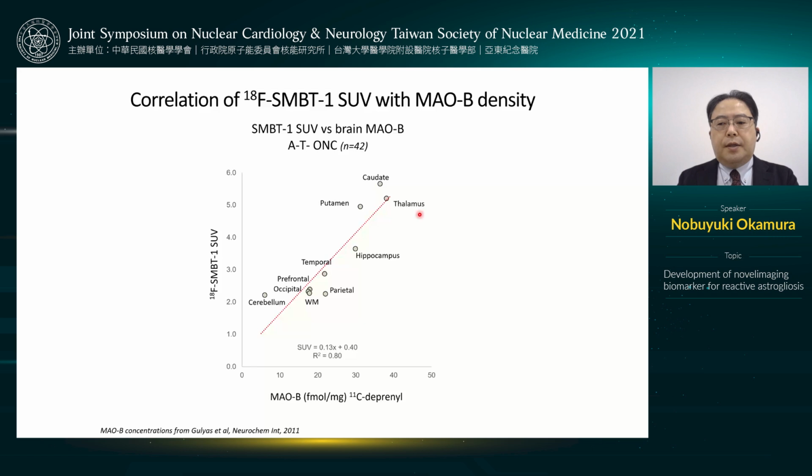We compared the distribution of monoamine oxidase B in the brain and SMBT1 retention in normal control brains. We actually see that the correlation is very high. SMBT1 SUV follows the rank order from the in vitro binding results.